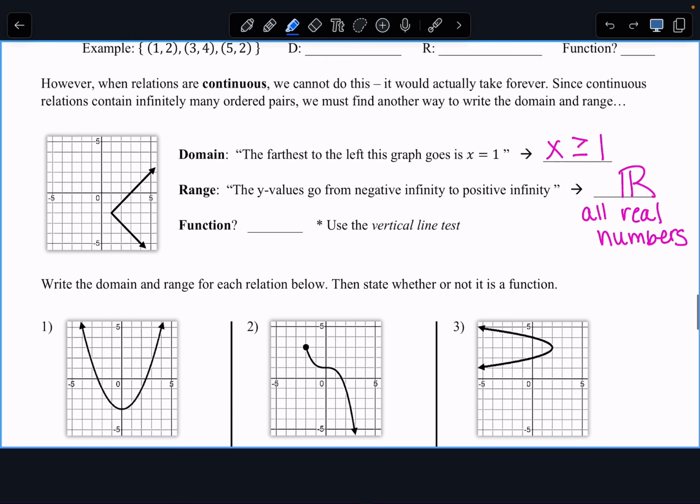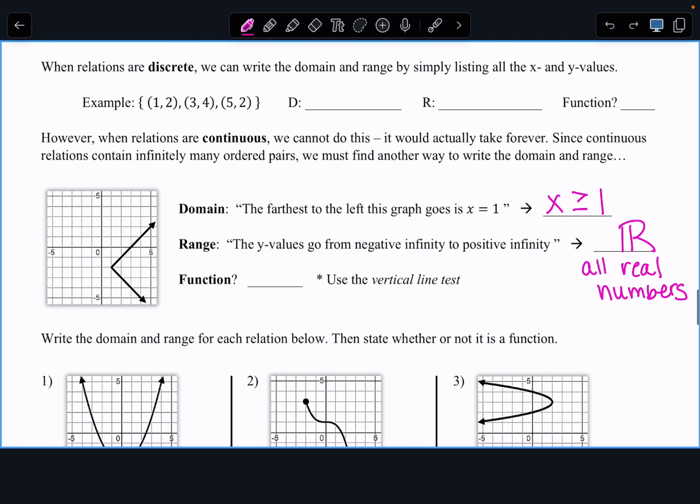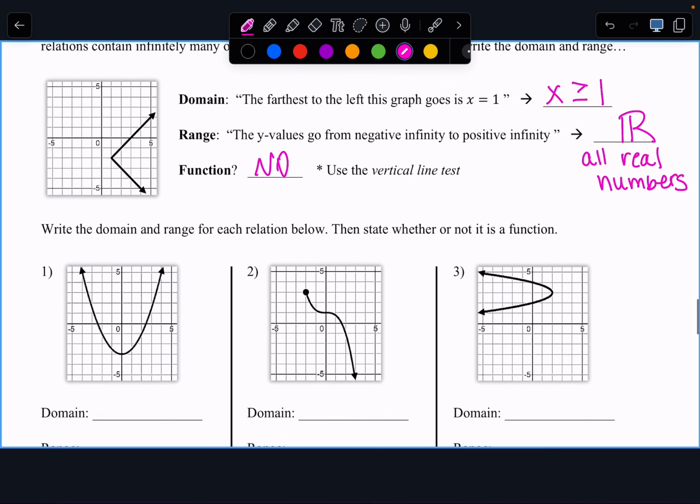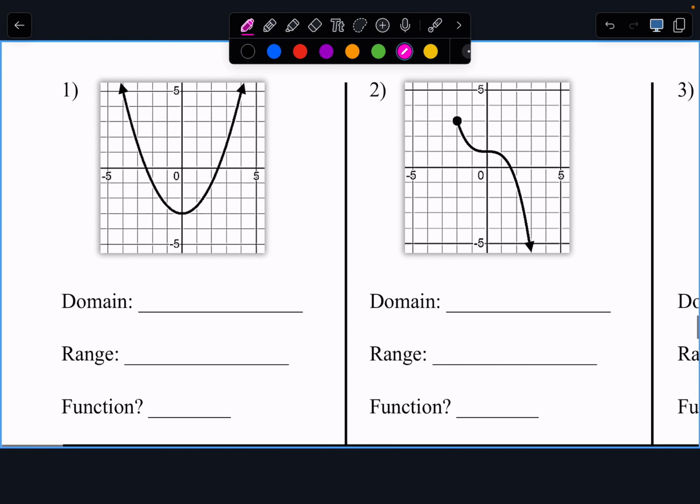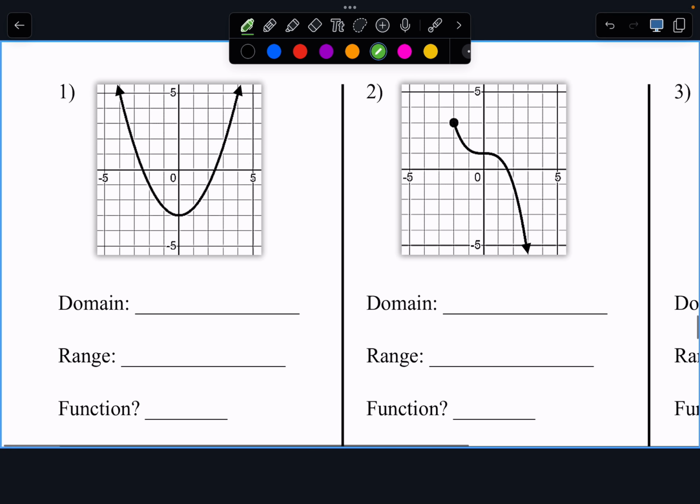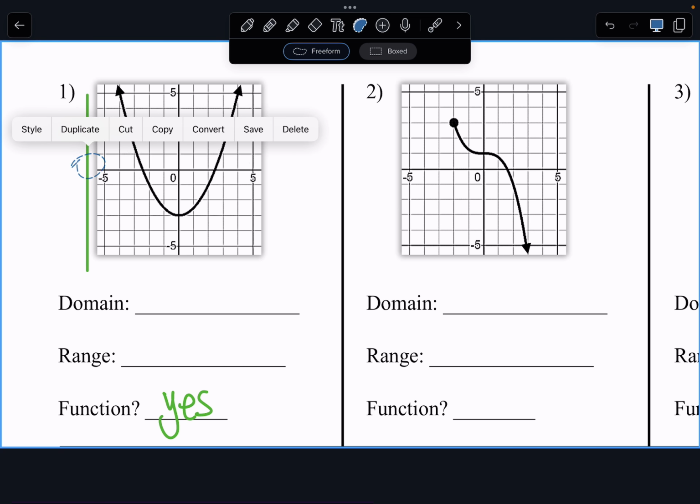Is this a function? No. Okay, number one. First of all, is it a function? No, it fails the VLT. Where? It fails if you just keep going. Oh. It does not fail the vertical line test, so we're good.